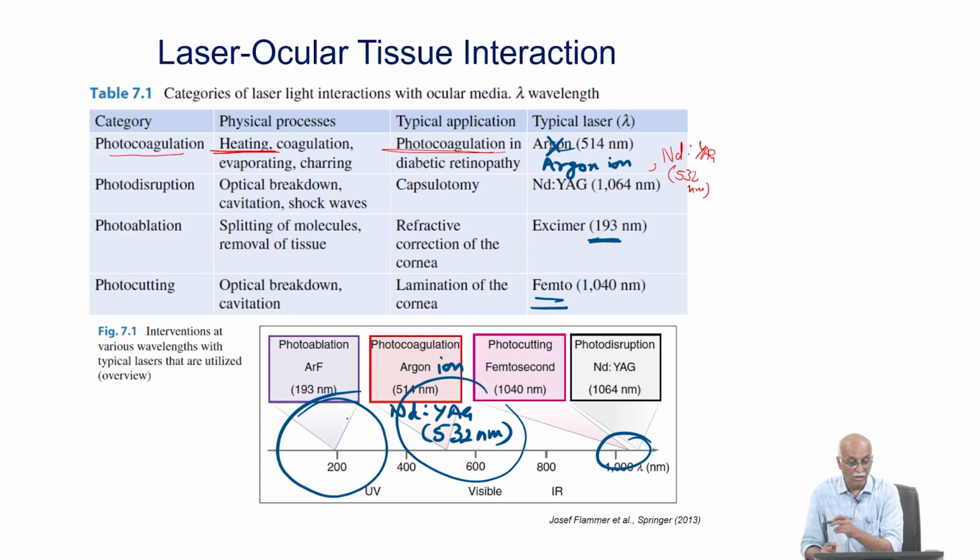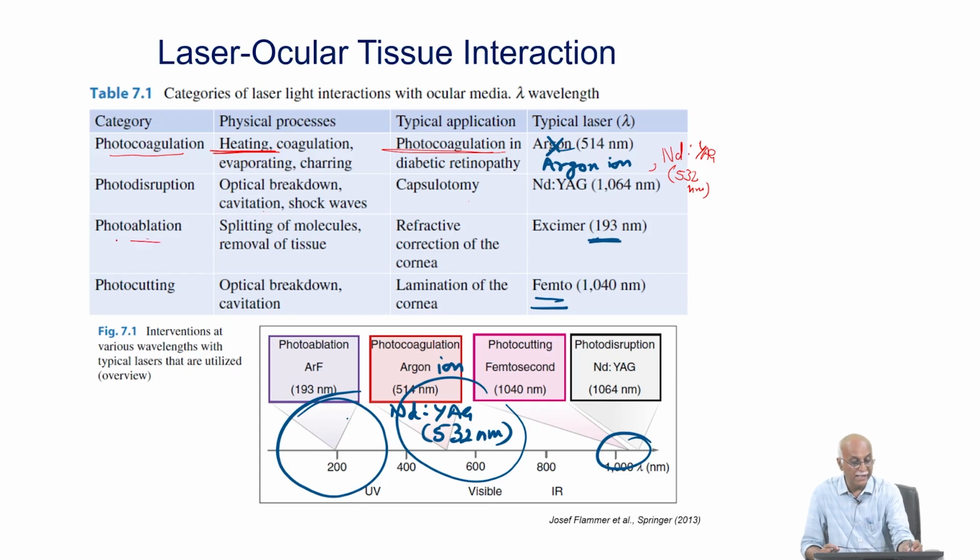As I told you, there is photodisruption, that is heating the molecule beyond a certain temperature and producing cavitation, using water molecules which produce shock waves. As they get converted into vapor form, they produce shock waves, and that is taken care of through the cavitation effect, etc.